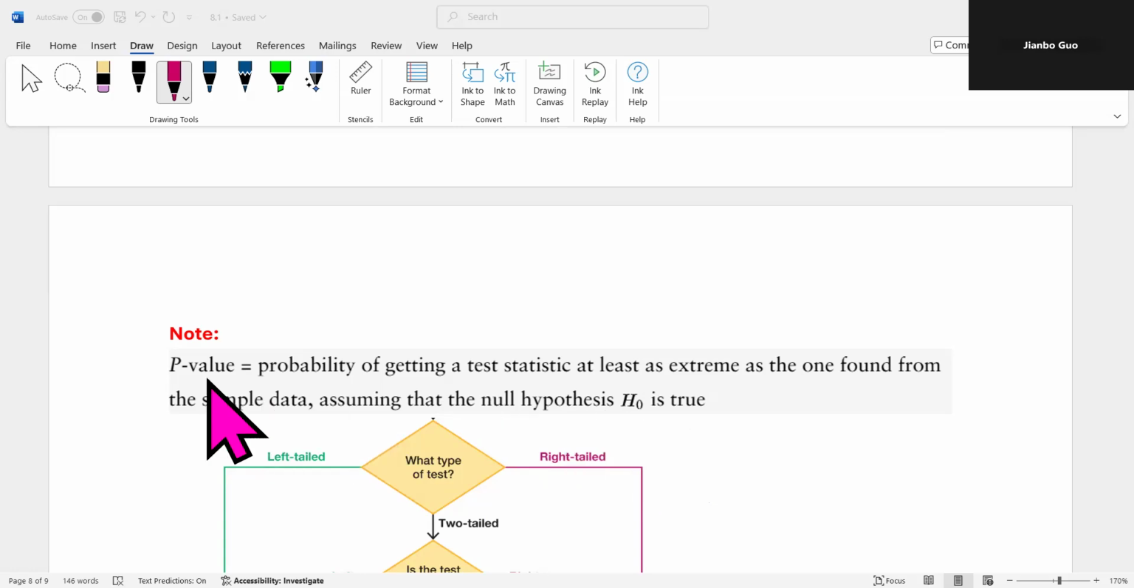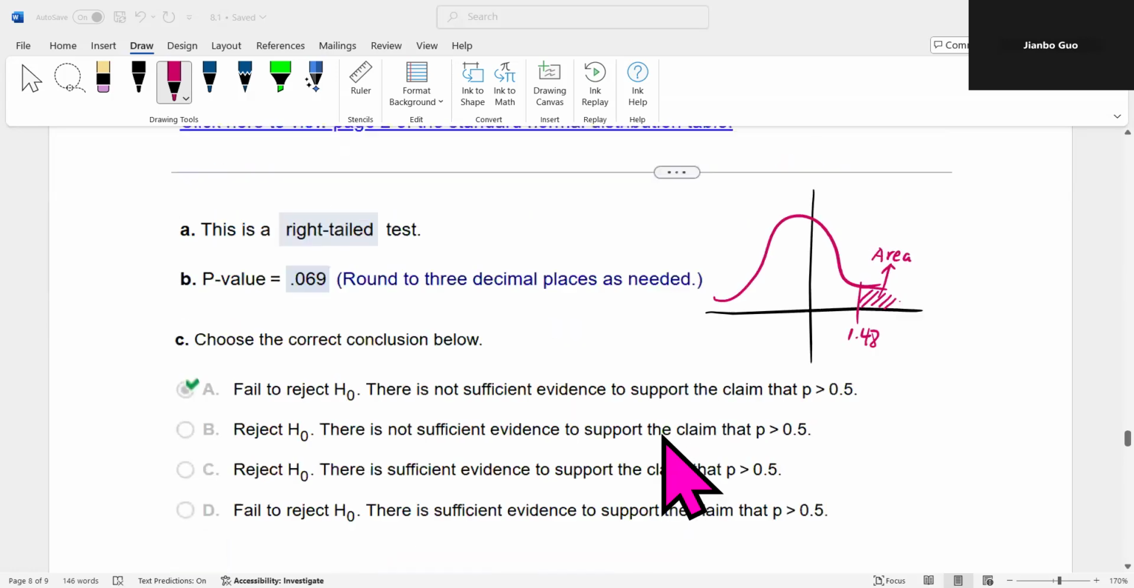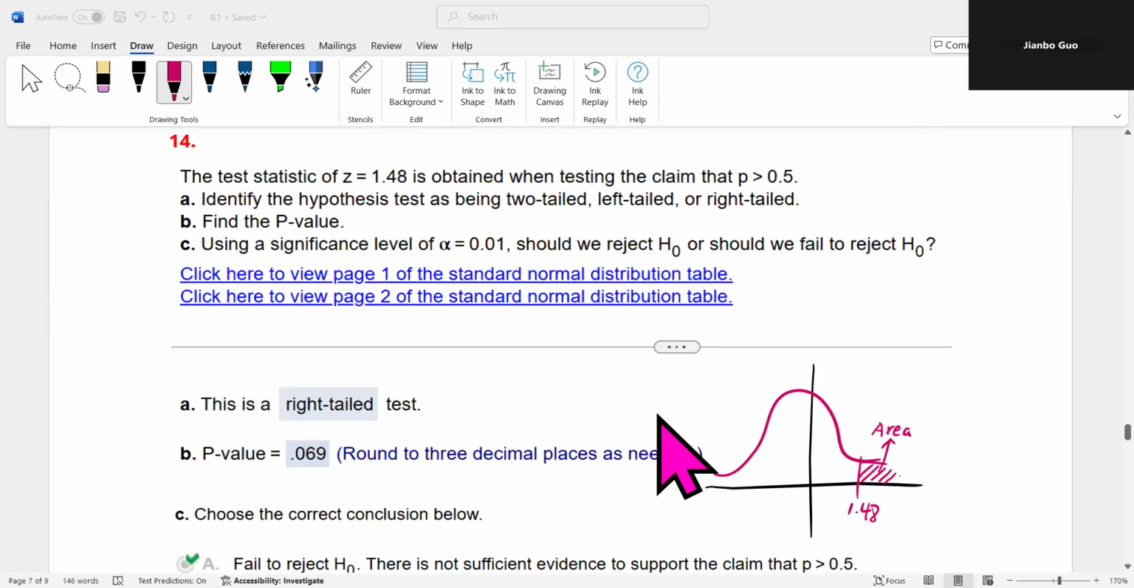Actually, to find the value of the p-value, we first have to determine the type of the test. First, we need to determine if the test is left tail, right tail, or two tails. It's important. We always start with the original claim. In this problem, number 14, the original claim is P is bigger than 0.5.